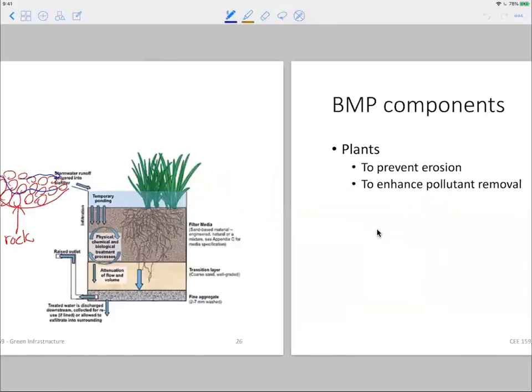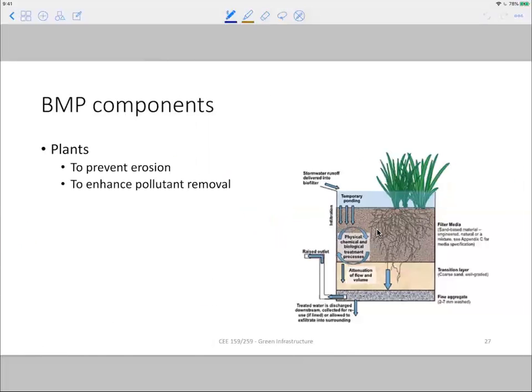The second one is plants. Plants make the BMP look great. So that's the aesthetic value, but they also have other functions. For instance, if you have plants, the plant roots hold the soil together, so that prevents erosion. So anytime there is a heavy or high flow rate of stormwater over the BMP, it can erode the filter media. For that reason, it's important to have plants.